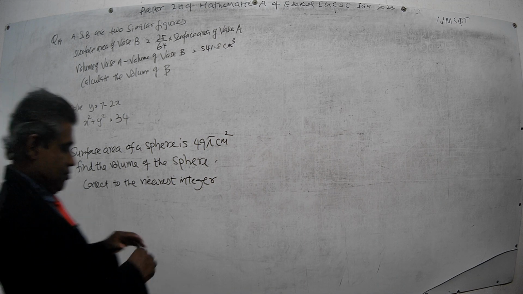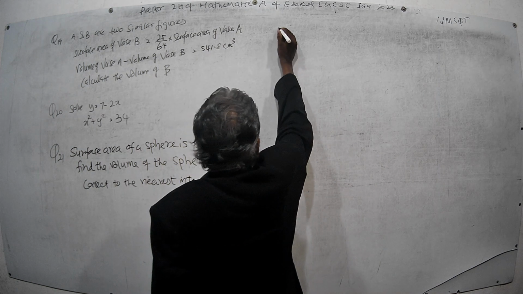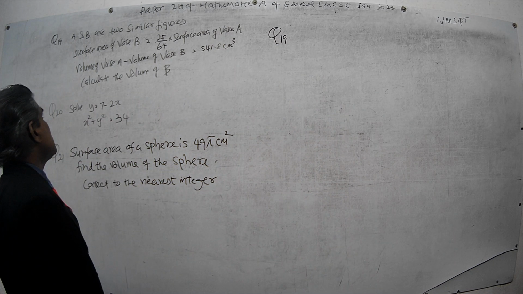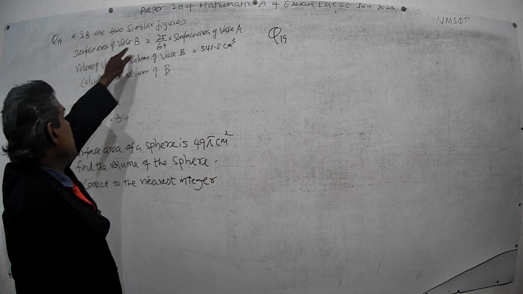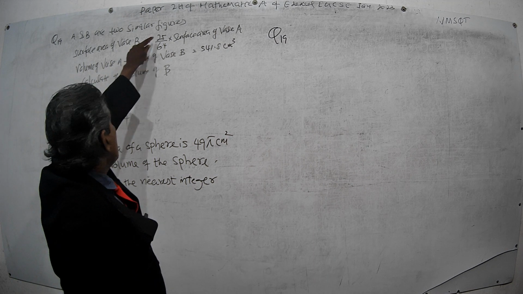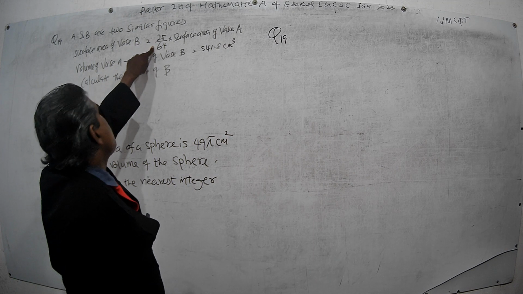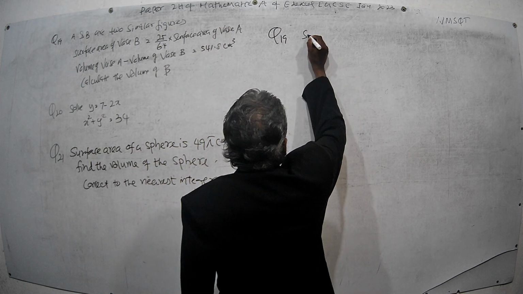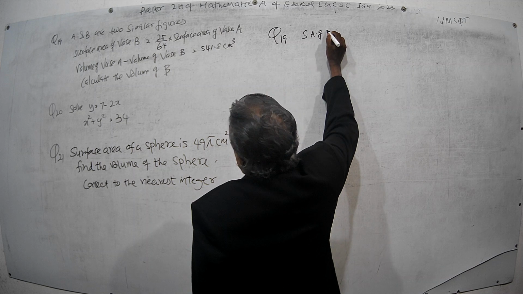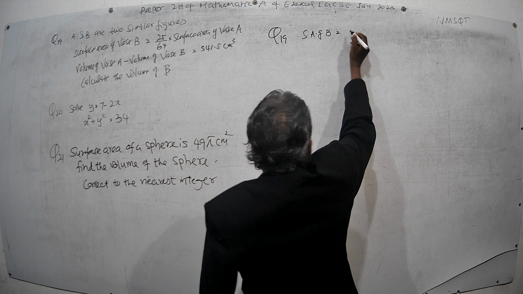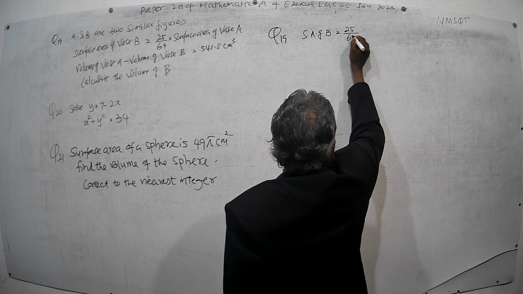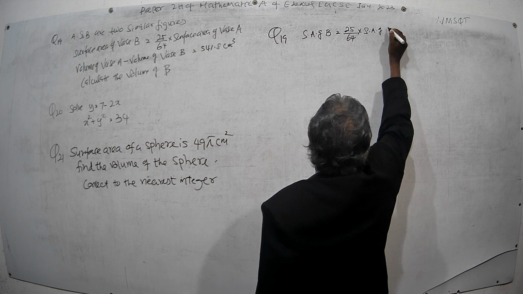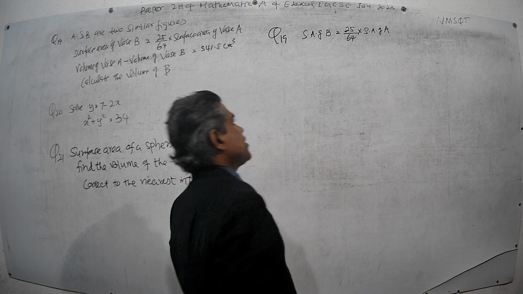Then we will do question 19. Question 19 says, there are two figures A and B. They say surface area of B is 25 upon 64 times surface area of vase A. Surface area of B equals 25 over 64 times surface area of A.